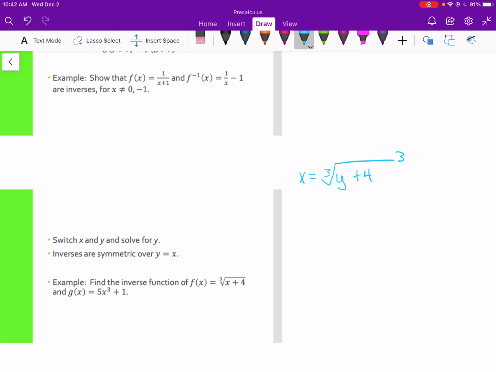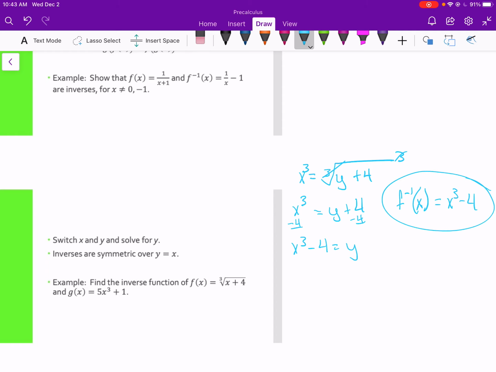I'm going to cube each side, because that's going to get rid of the cube root. So x cubed equals y plus 4. Solving for y, subtract 4: x cubed minus 4 equals y. I would write it as f to the -1, that means inverse, is equal to x cubed minus 4. So that's our inverse for f.